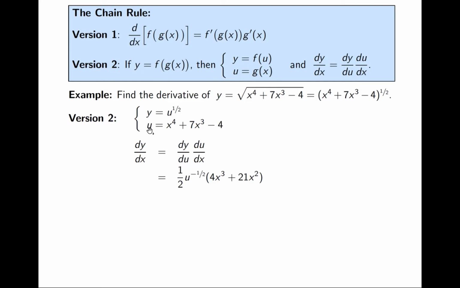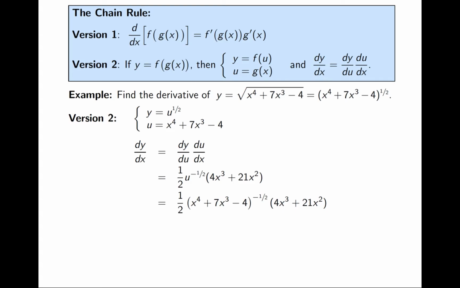And we're almost done. Remember that now we have to get this u back in terms of x. And remember that u was this polynomial of x. So we're going to insert that right there at the u. We get 1/2 the quantity x to the fourth plus 7x cubed minus 4, all to the power of negative 1/2, times 4x cubed plus 21x squared.